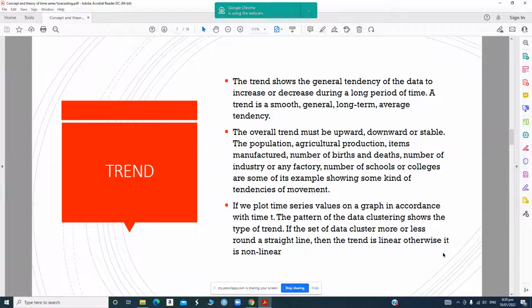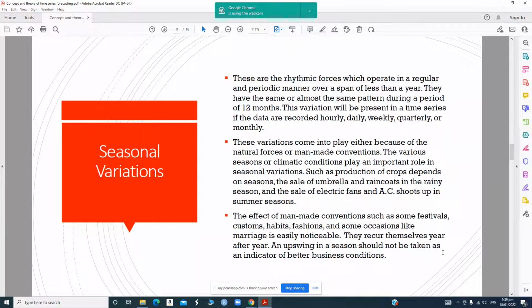So the clustering of the data definitely will show us the type of trend we are looking at. For instance, if the data cluster more or less around a straight line, then we talk of a linear trend. Otherwise, we say it is not linear, and we have various types of non-linear and so on.